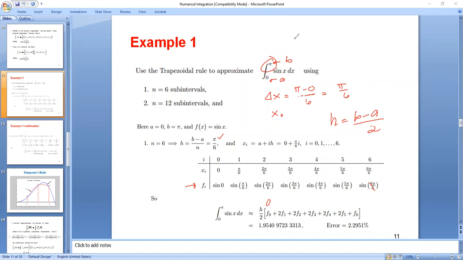What about the others? Can you please check the actual value if you're going to use your calculators directly, the integral of sine of x with limits 0 to pi, and get the error. So the error here, according to the values that I placed in here, is 2.2951. That's the error of this value compared to the actual if you do direct integration without using the trapezoidal rule.